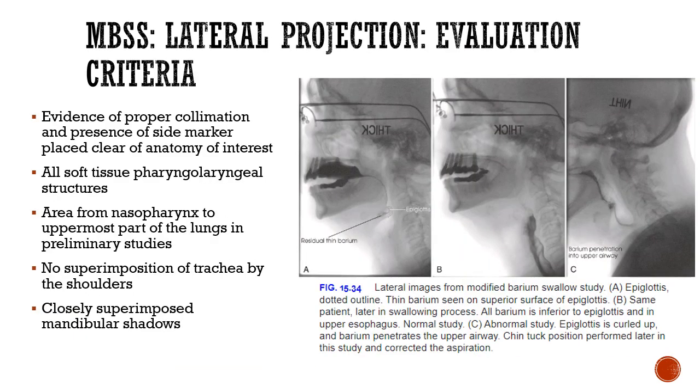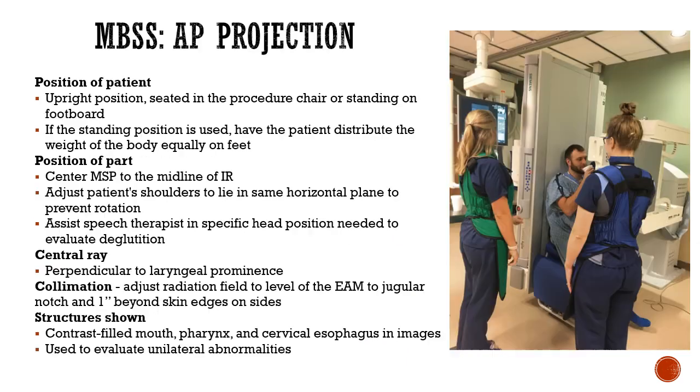We're going to be looking at the lateral projection evaluation criteria. We want to see all pharyngolaryngeal structures, the area from the nasopharynx to the upper part of the lungs in preliminary studies, and no superimposition of the trachea by the shoulders.